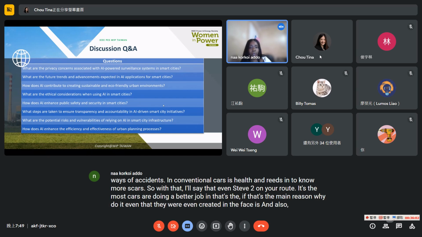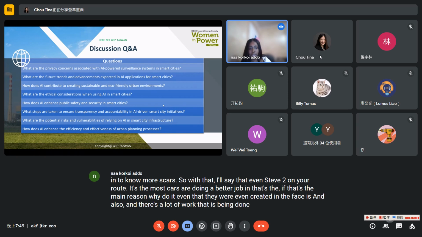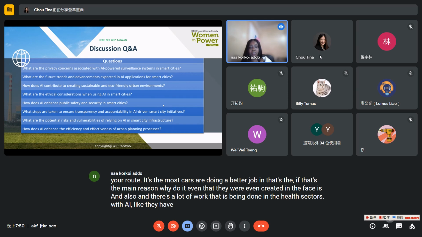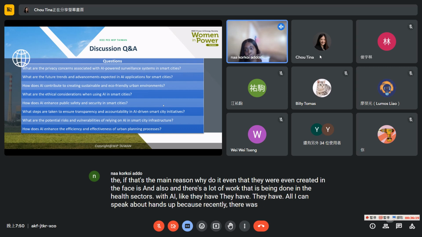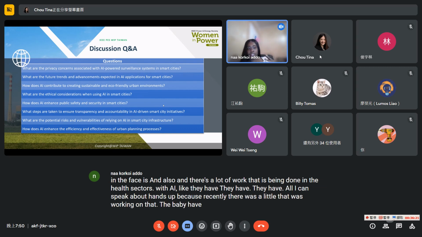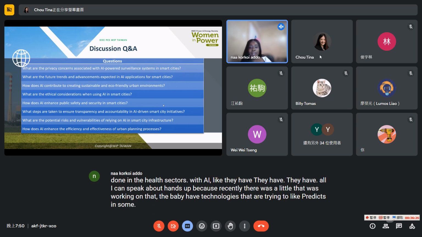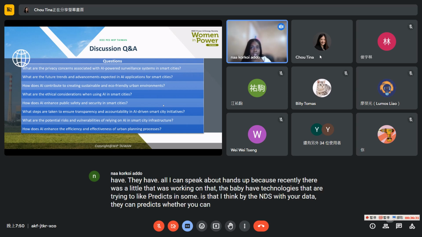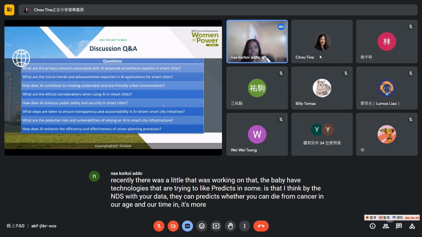Also, there's a lot of work being done in the health sector with AI. I can speak about cancer because recently there was a lady working on that. They even have technologies that try to predict, it's a sad thing, but with your data, they can predict whether you can die from cancer, and at what age and at what time, and it's more accurate than the models that are currently being used.